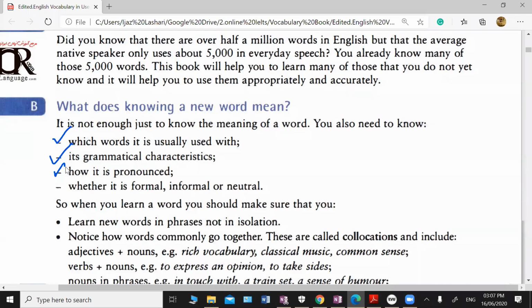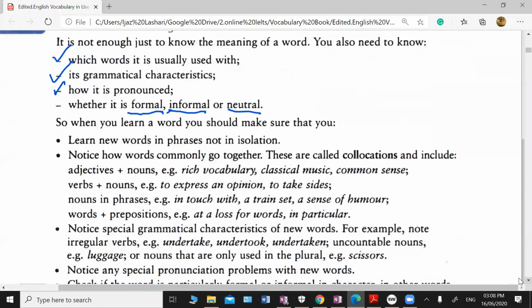The next thing you should notice is whether the word which you are learning is formal, informal, or neutral. You must know these three things. Is it used in a formal way? Is it used in an informal way? Or is it neutral? I mean, it can be used for both formal and informal. So when you learn a word, you should make sure that you learn new words in phrases, not in isolation. This is also a very important thing.